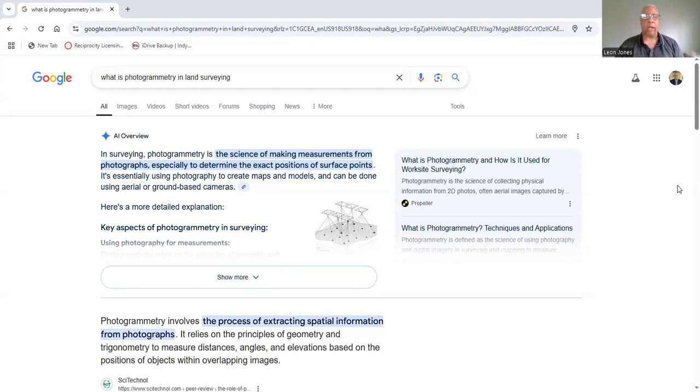When it comes to surveying, photogrammetry is the science of making measurements from photographs, especially to determine the exact positions of surface points. It's essentially using photography to create maps and models, and it can be done using aerial and ground-based cameras. Also, photogrammetry involves the process of extracting spatial information from photographs because it relies on the principles of geometry and trigonometry to measure distances, angles, and elevations based on the positions of objects within overlapping images.